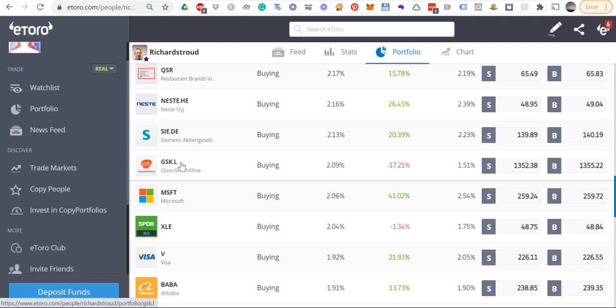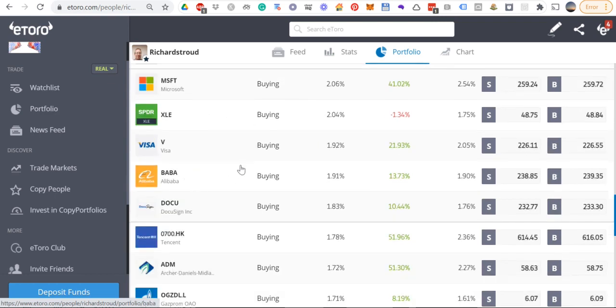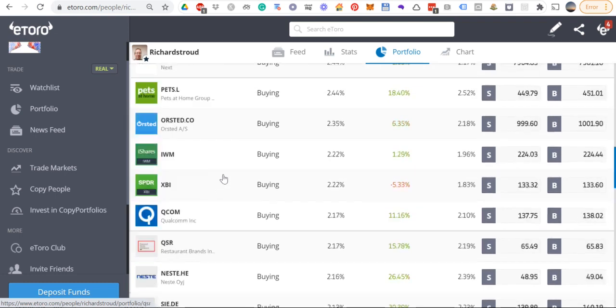Glaxo, God knows what's happening with Glaxo. I've invested in Glaxo on the platform and they just tanked. So yeah, I don't know what they're doing, but hopefully they'll come back. You'd think that the pharmaceuticals would be going up, but Glaxo, don't know what's going on there. But anyway, hopefully it'll come back.